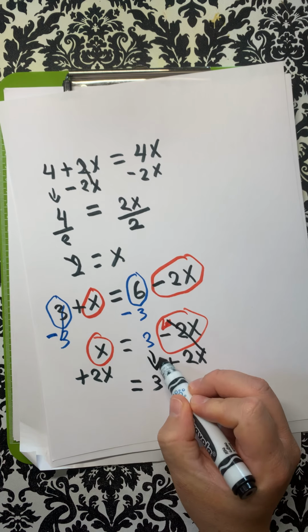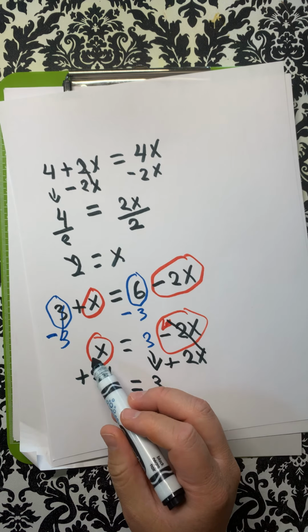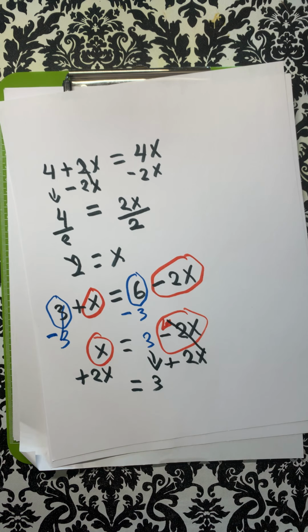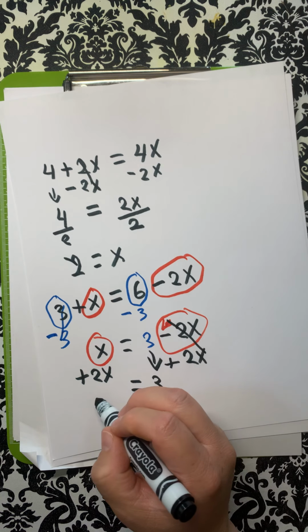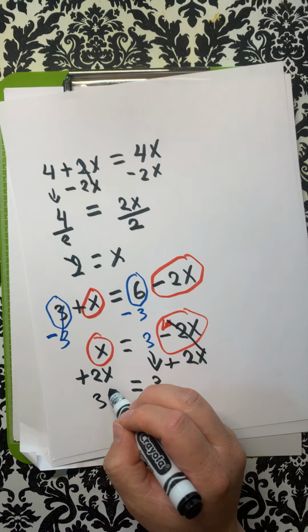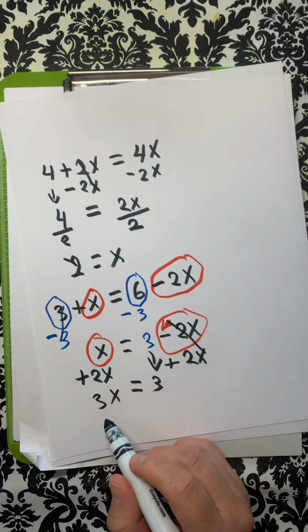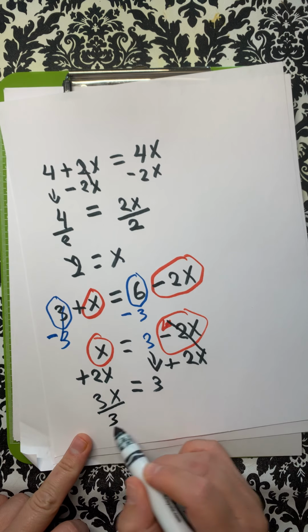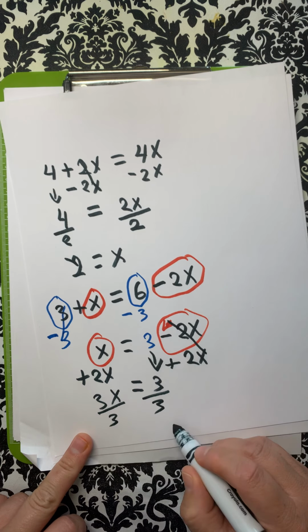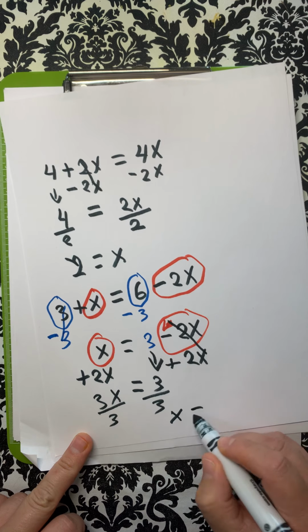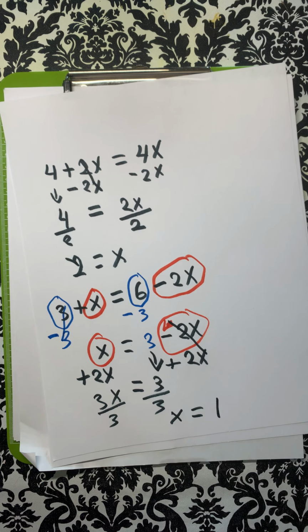The 3 comes down. Then you have 2x plus x. This equals 3x. At this point, this shouldn't be too hard. We should know that we're dividing by 3, and you end up with x equals 1. And that's what satisfies that one. So that's a more simpler one.